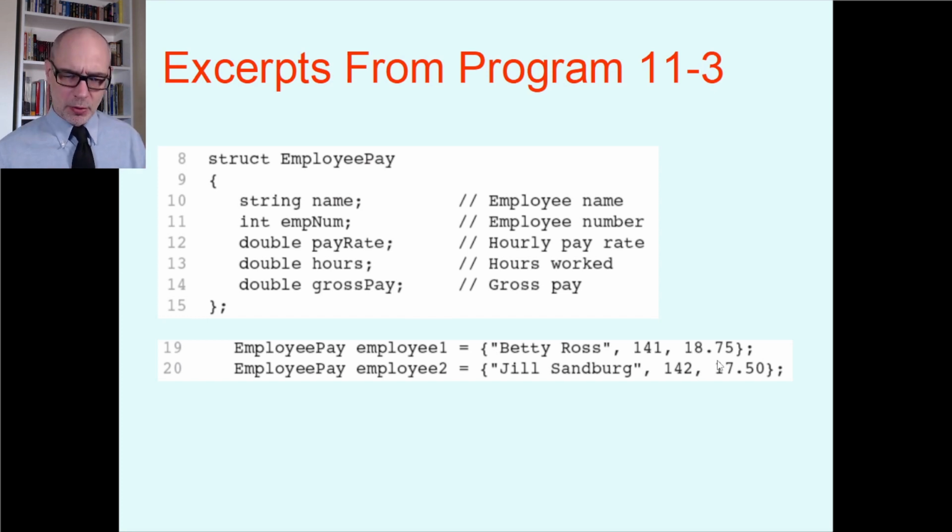And presumably, later on, the employee actually has to come to work, and then we'd record how many hours they worked, and then we would compute the gross pay, but that won't happen until later. And then, of course, we're making an employee pay variable called employee2, and initializing the first 3 fields to Jill Sandberg and 142 and 1750. So a good example of structure initialization is what that is, using an initialization list, very similar to arrays. Hopefully that's pretty familiar to you.